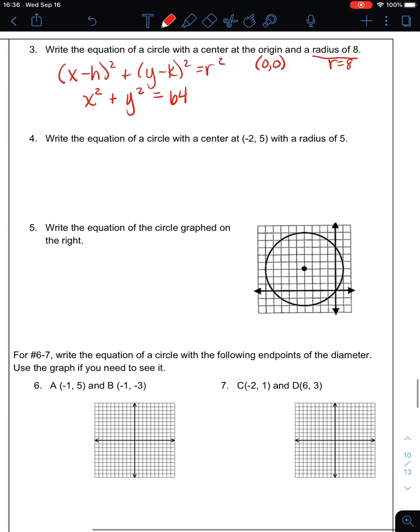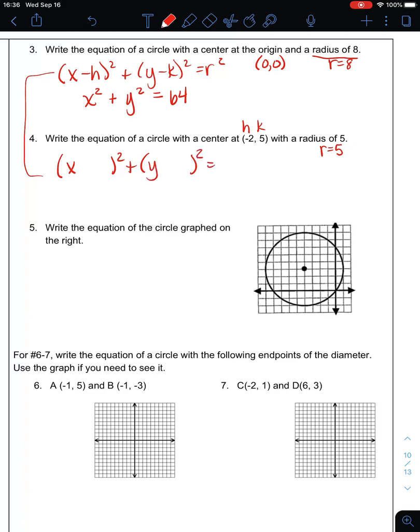Okay, so how about this one? Write the equation of a circle that has a center at (-2, 5), that's h and k, with a radius of 5. So we're going to use this same formula right here. So let's go ahead, and you can kind of start writing it knowing what it's going to look like. I don't know the signs yet, so I'm going to leave those off, but now I'll put them in.